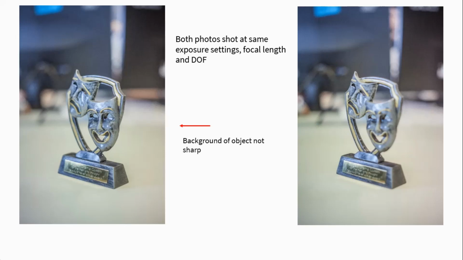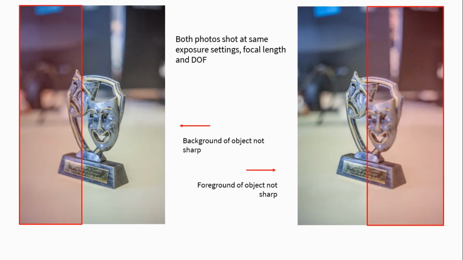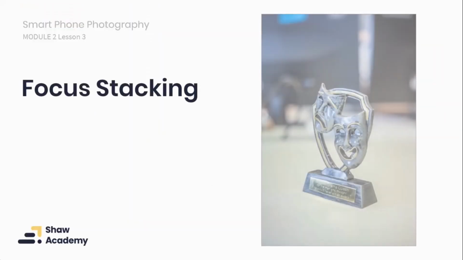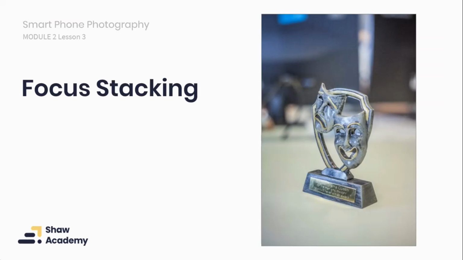If we have a look at the image on the right, we've changed the focus, so the foreground is now no longer sharp. So we're now focusing on the mask on the back, the crying mask, which means now that our foreground is no longer sharp. That's because we're photographing so close to the subject. So the only way that we can get a sharp image is to combine both of the photographs together to get one complete image, what's known as a focus stacked photograph.